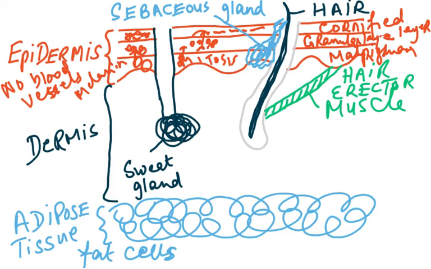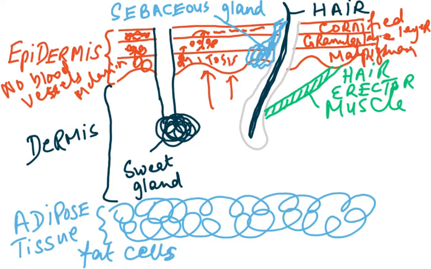It doesn't have any blood supply, but it still gets glucose and oxygen by diffusion from the blood vessels lying here. The cells in the Malpighian layer are living, and they divide by mitosis and move on to the second layer and then to the third layer.